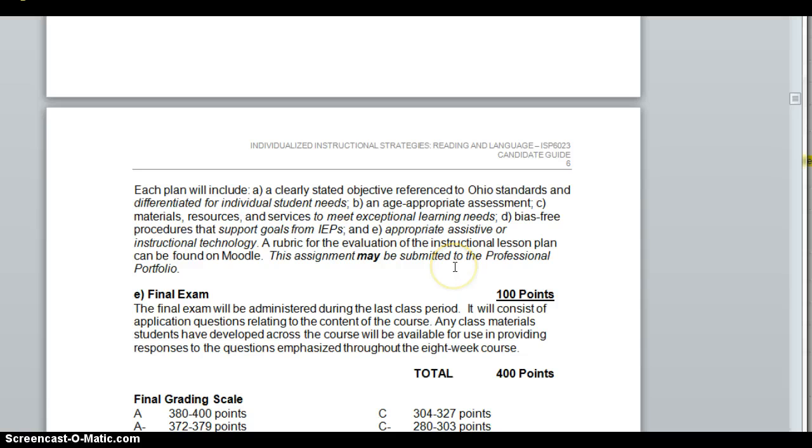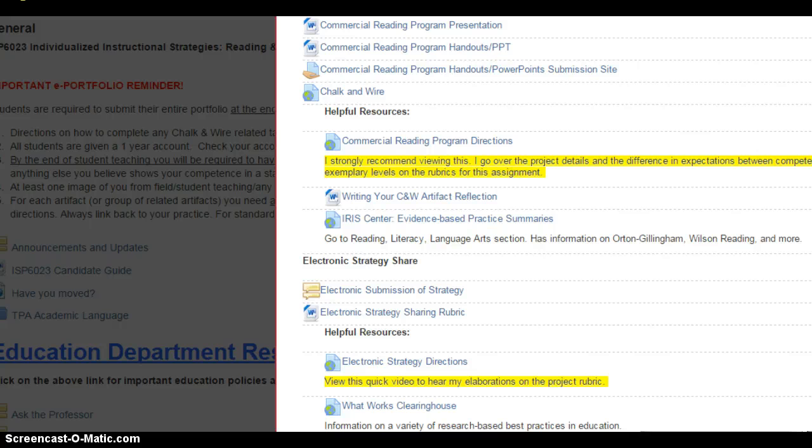So you may want to put one or both of these lesson plans onto your showcase portfolio. I'm not requiring it, but it would be a great product for you to share.